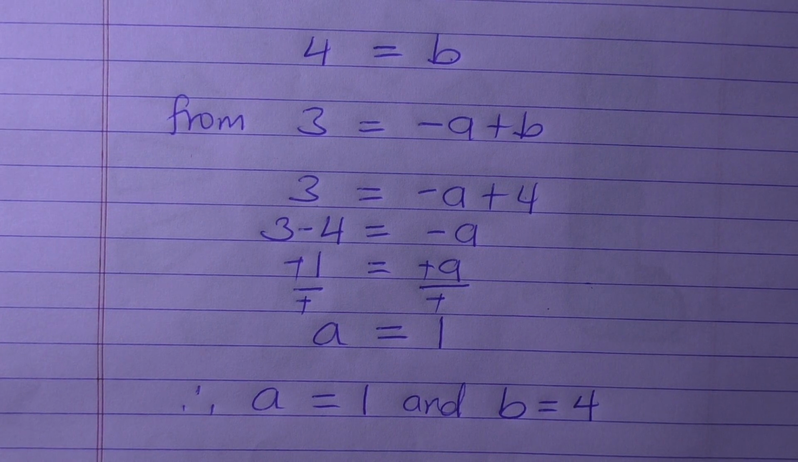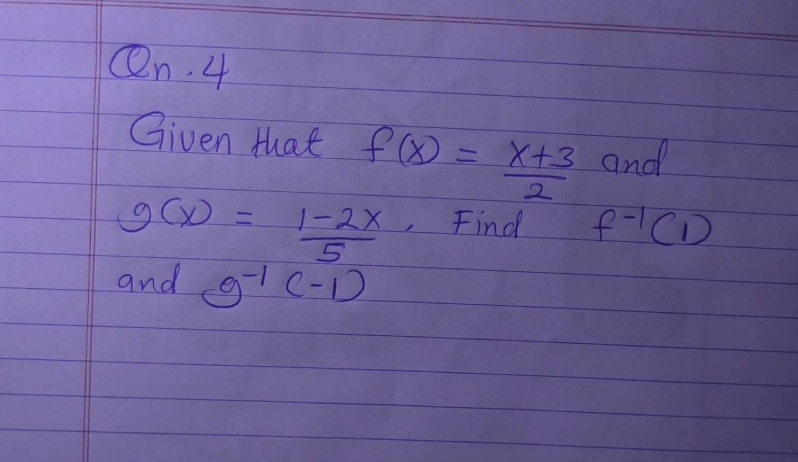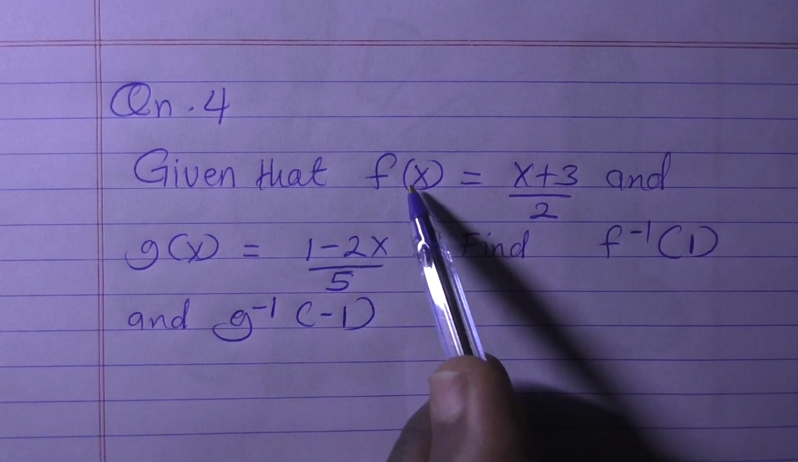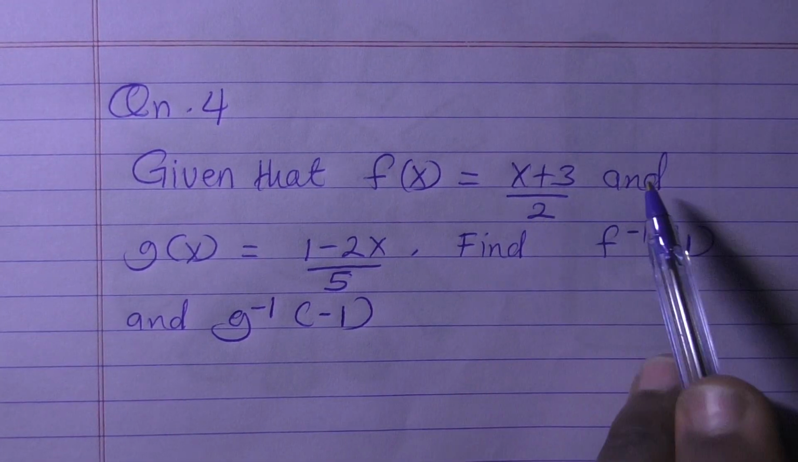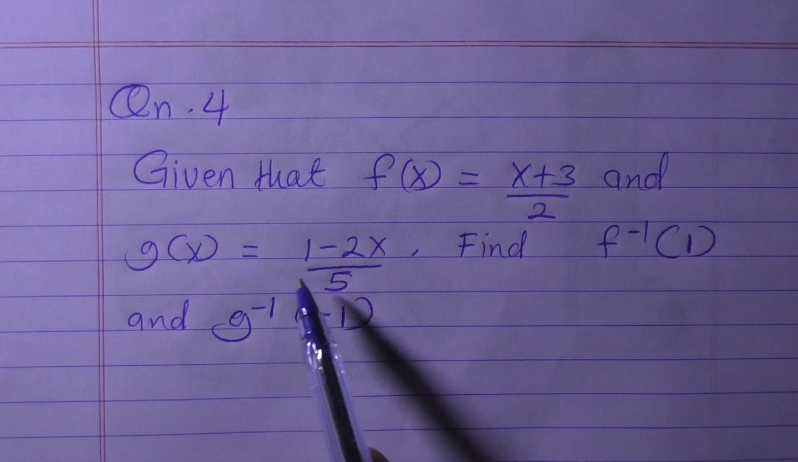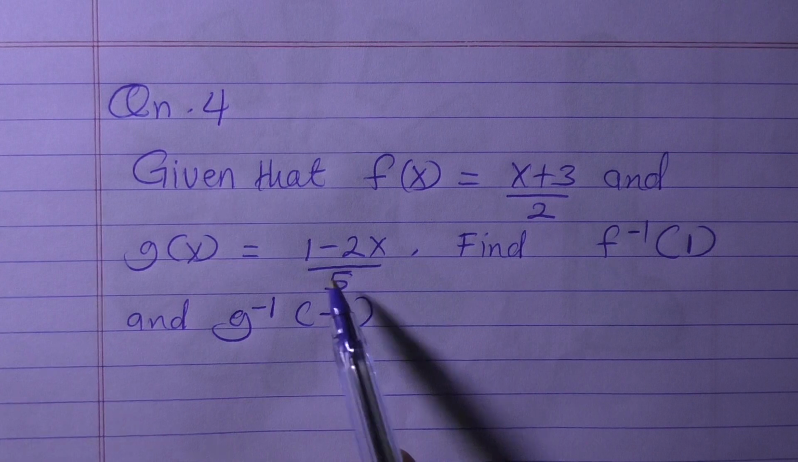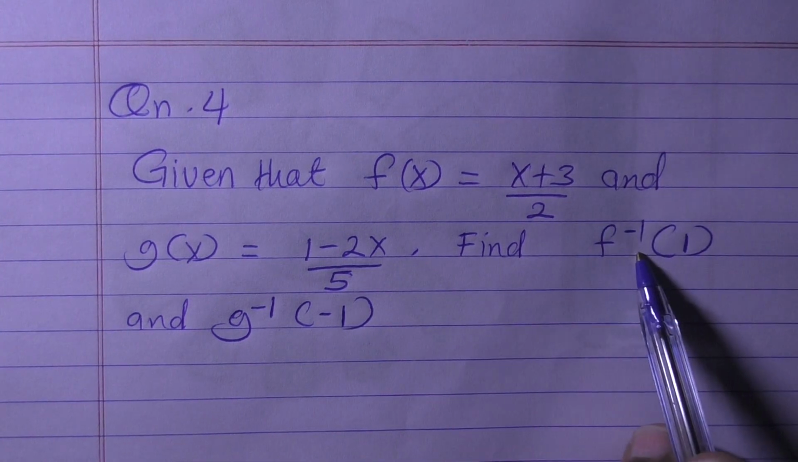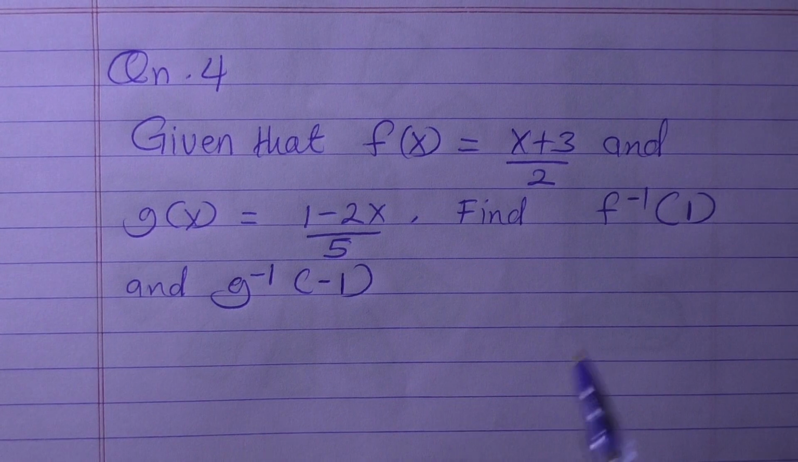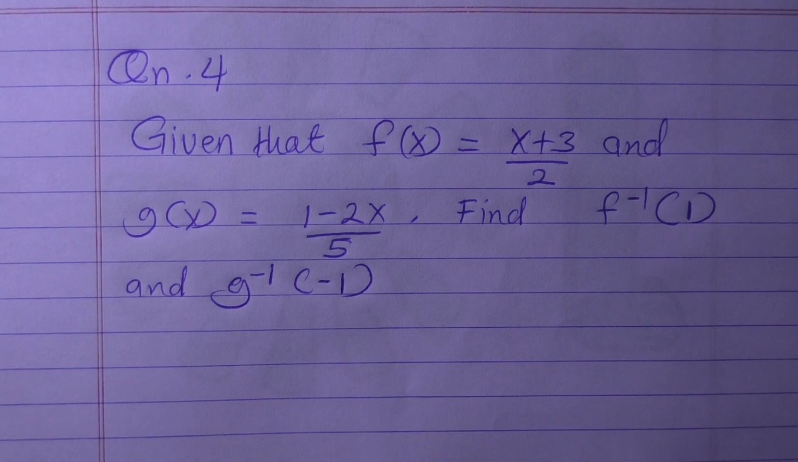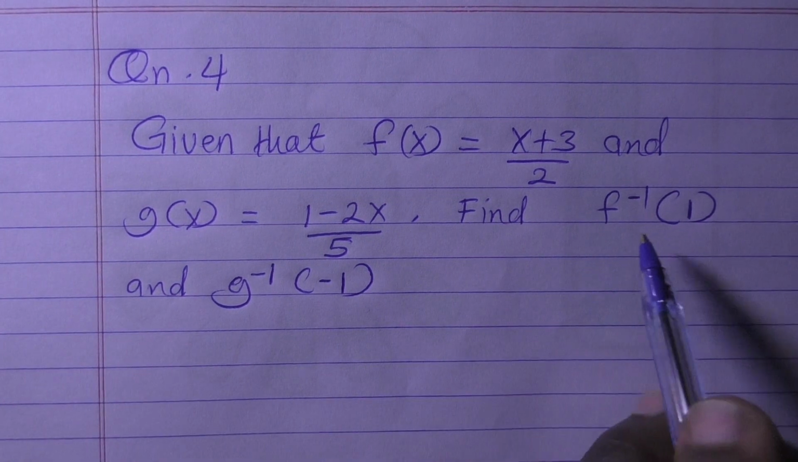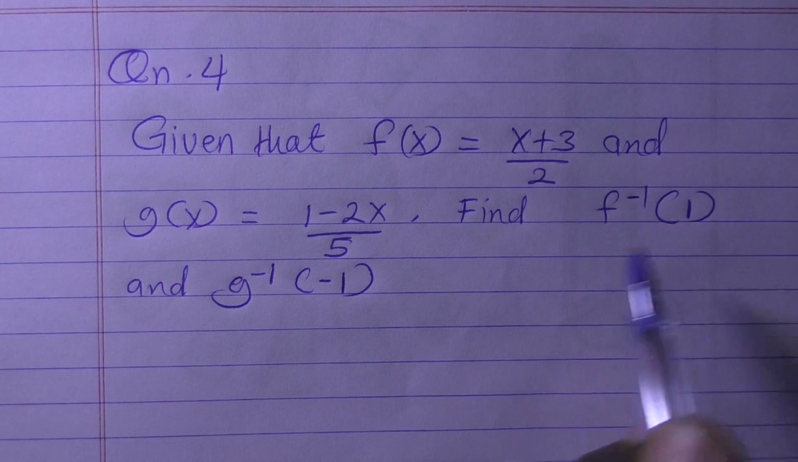Let us look at our fourth question in functions. Yes, in question 4, we are given that the function f of x equals x plus 3 over 2, and g of x equals 1 minus 2x over 5. So they want us to find the f inverse of 1 and the g inverse of 1. So let us start with getting the f inverse of 1.